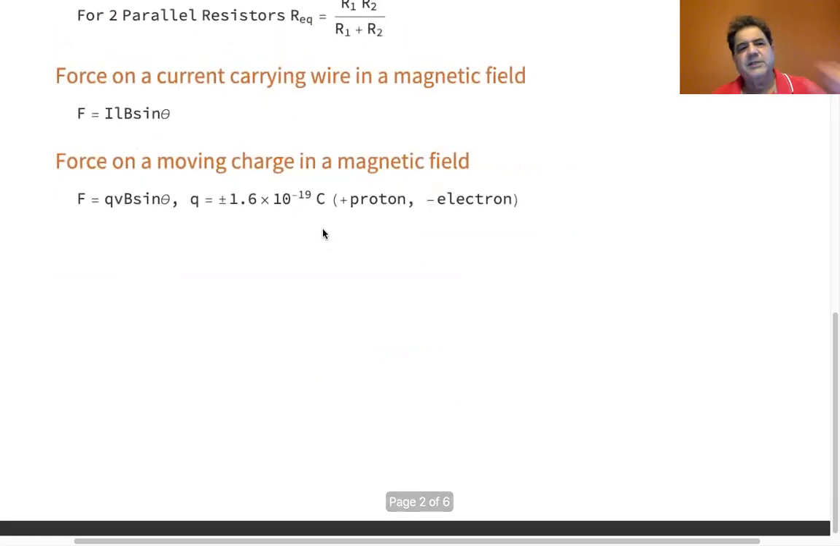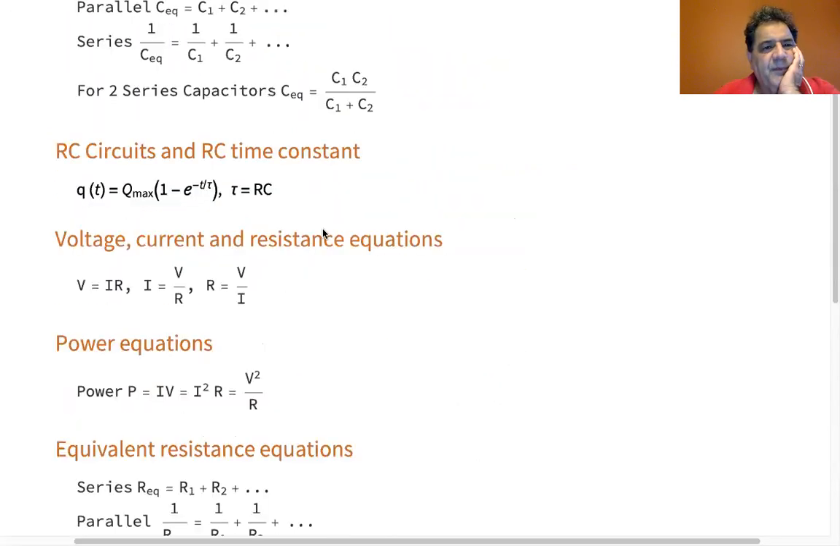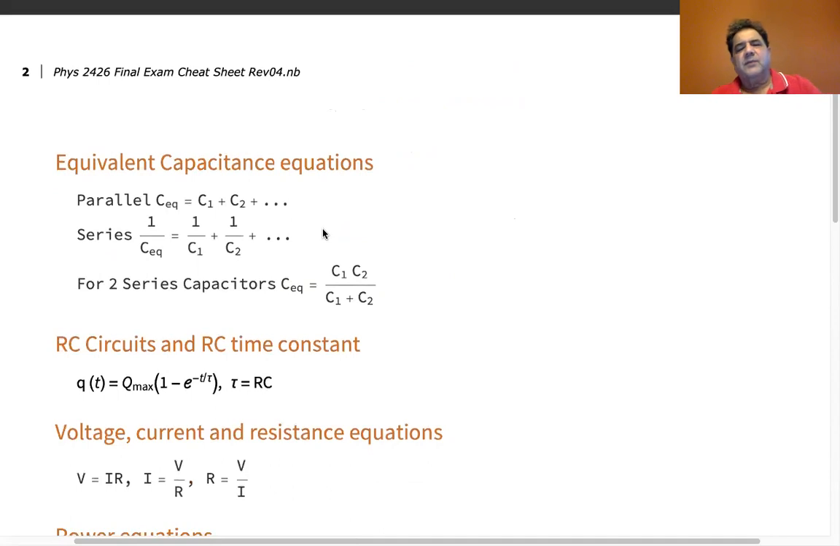Capacitors in parallel: the equivalent capacitance is just the sum of the capacitors, no matter how many you have. You have them all in parallel, you can just sum them together.